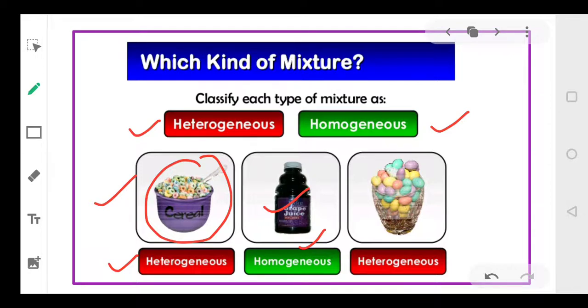Then if you're eating different kinds of toffees, they constitute a heterogeneous mixture, okay, because they have certain substances mixed into them. So similarly, you can look around in a house and classify substances as homogeneous and heterogeneous mixtures. Okay, everyone? So let's start with today's concept.